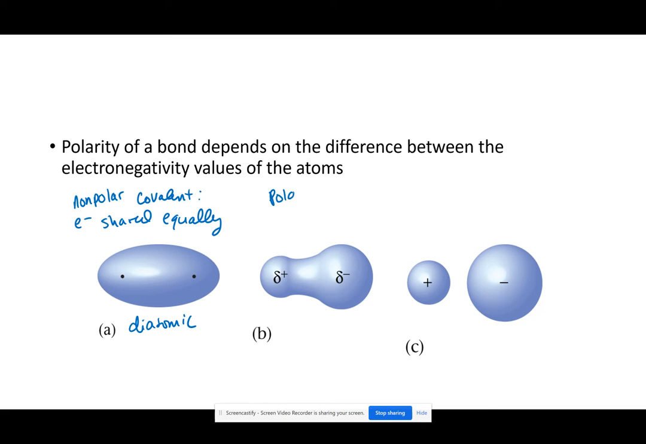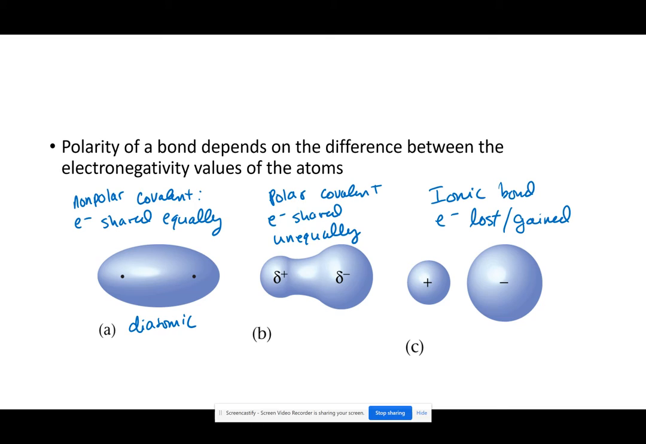A polar covalent bond is when electrons are shared unequally. And again, I'll write that on the bottom. That creates that partial charge. The atom with the higher electronegativity is the partially negative atom, and the atom with the lower electronegativity is the partially positive atom. And then finally, you have ionic bonds, where electrons are lost by the less electronegative species and gained by the more electronegative species.